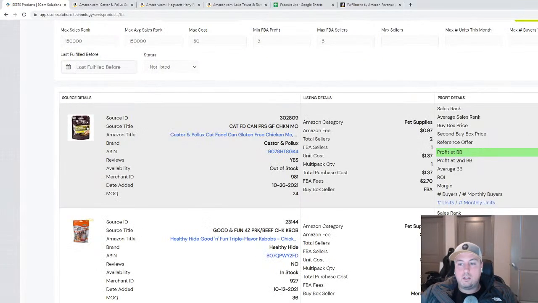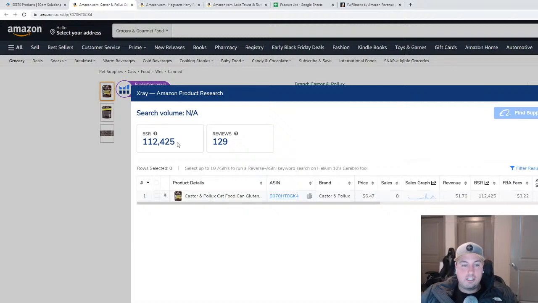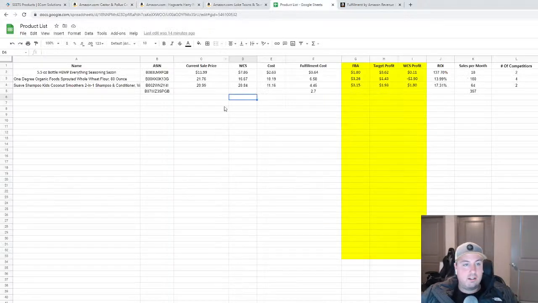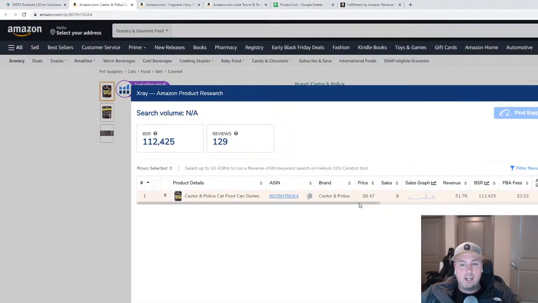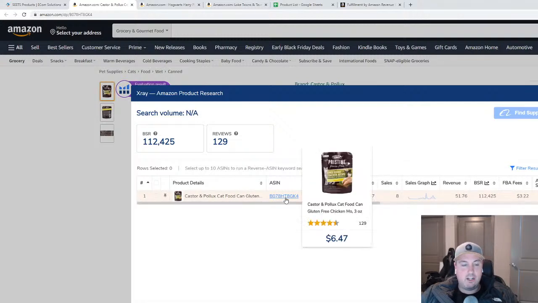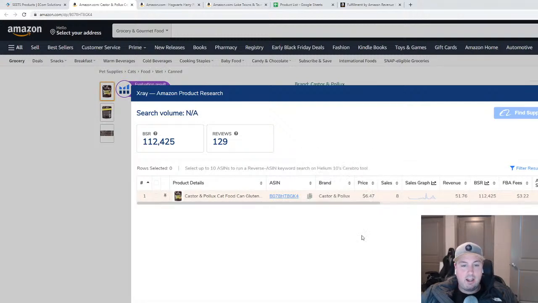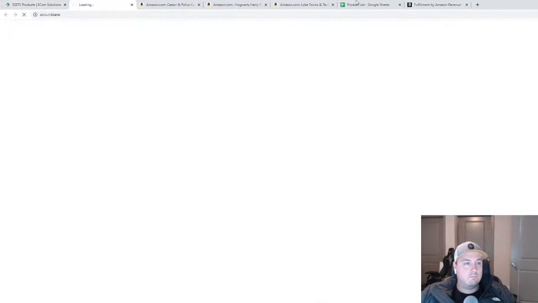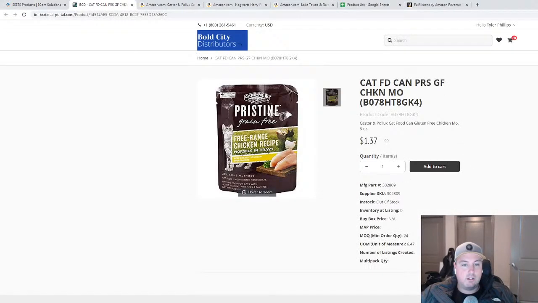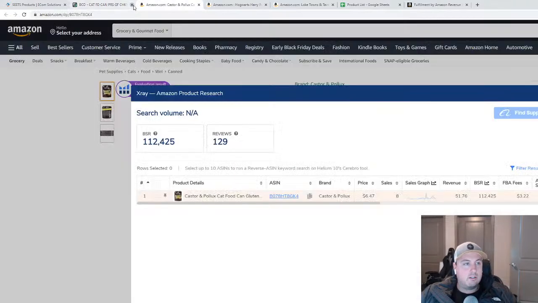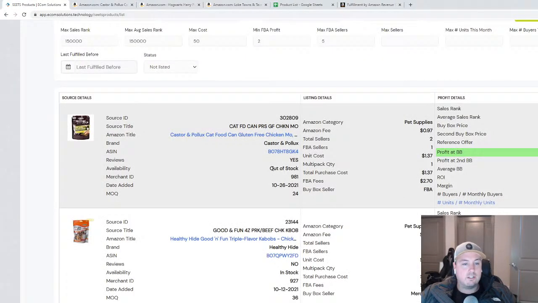$8 sales a month. There's only one FBA seller though. Honestly, it's not much money. I mean, you're making like $10 a month, but if all you got to do is send it in, then what's the big deal? Or not even send it in. If all you got to do is click buy, and in Bolt City Distributors, the company that's the distribution company for Ecom Solutions. Yeah, so right here. Why would you not? Oh, it's out of stock. Okay.